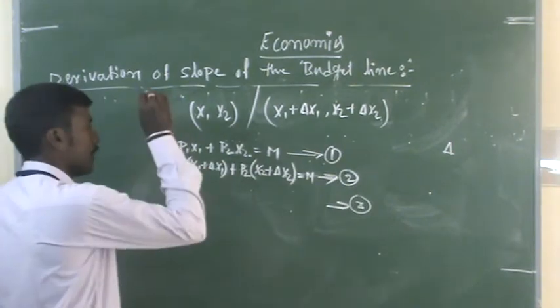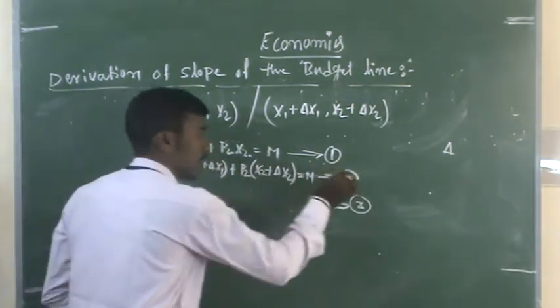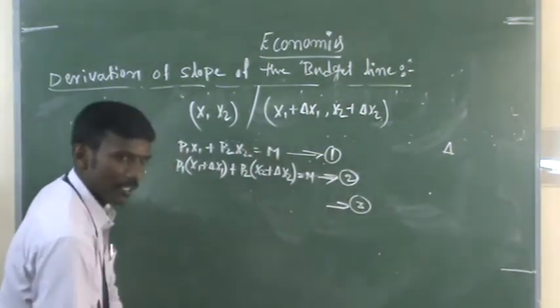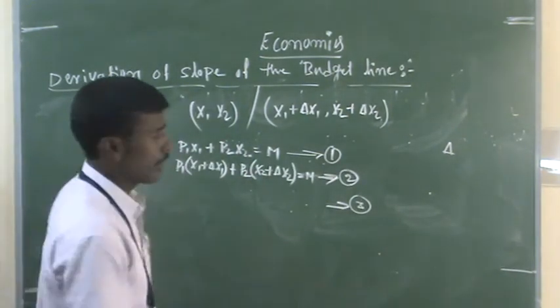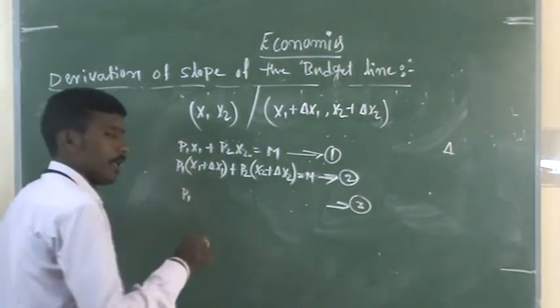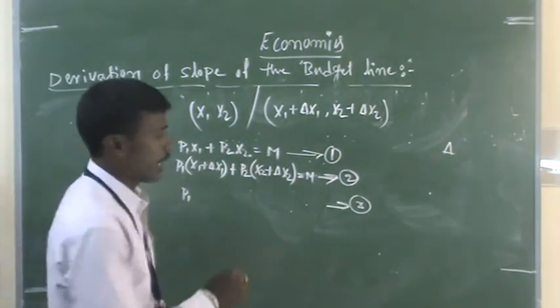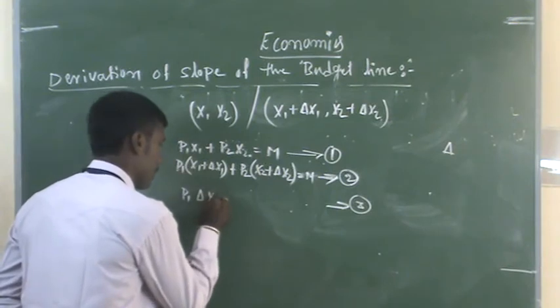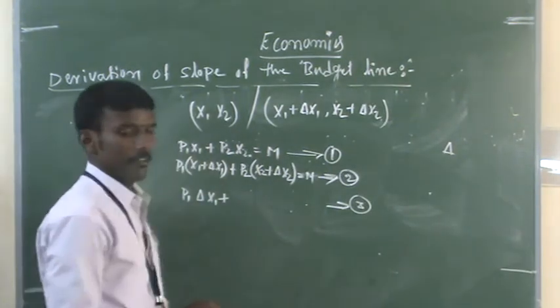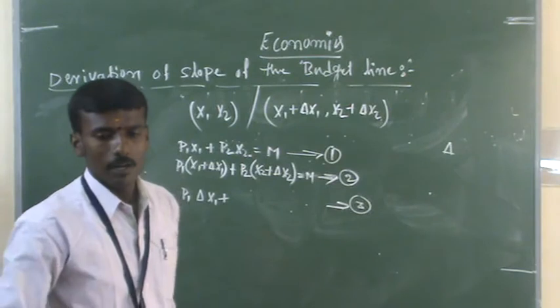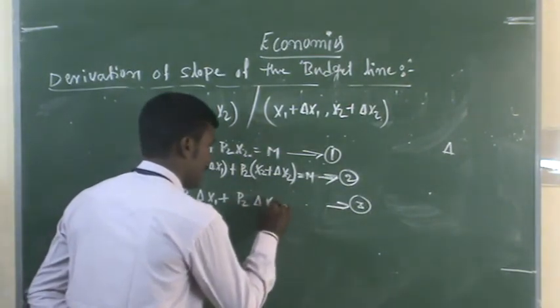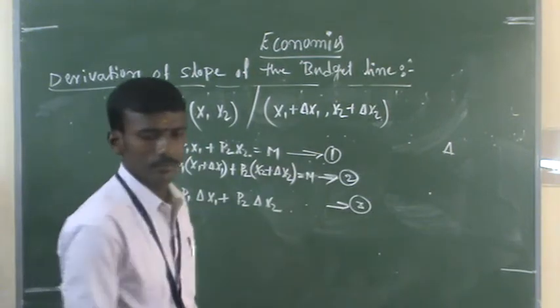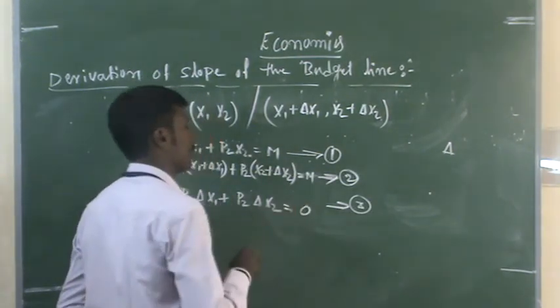Now, in equation number 1 and equation number 2, when we subtract, that is, when we minus, we get the third one. That means P1 delta x1 plus P2 delta x2 equals 0.